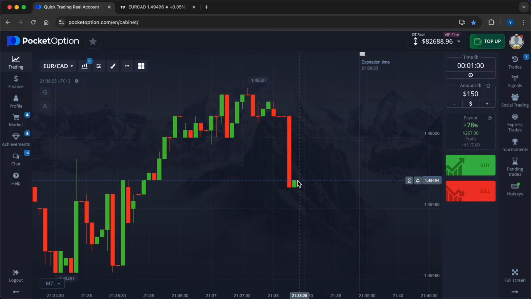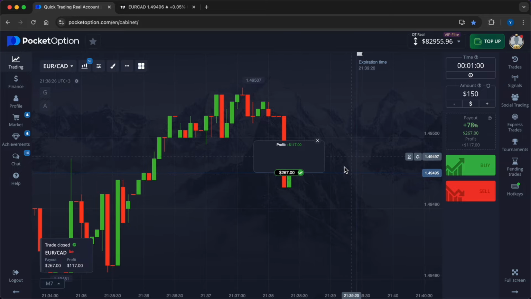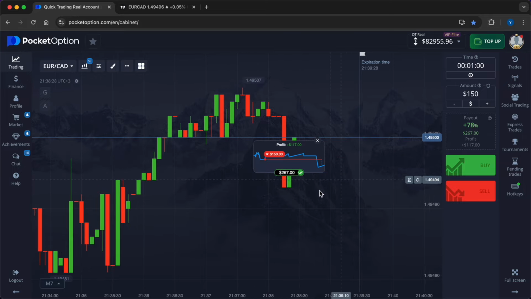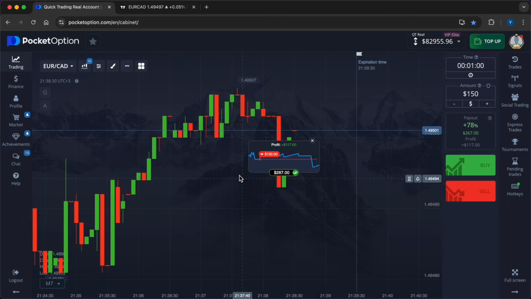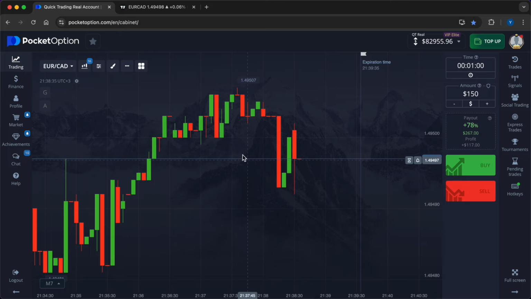So, here is the result of the third trade. $117 in profit. The total amount I managed to get thanks to the perfect signals from MaxBot is $251. It was a fast and effective work.